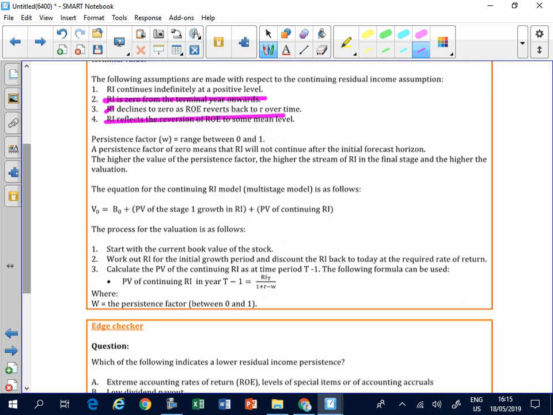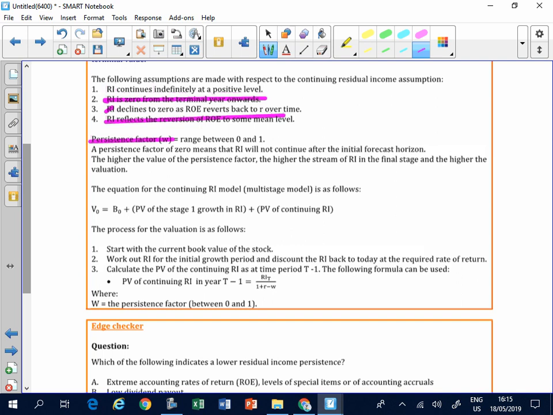Now, when it comes to the persistence factor, what it's trying to tell you is that, between 1 and 0, if the persistence factor is 0, that essentially means that there's no competitive advantage. There's not going to be any future residual incomes in this thing. If the persistence factor is 1, it means that this thing has got some proper competitive advantages. Maybe it's a Facebook, or maybe it's something that just keeps on growing. It's got a huge addressable market, and it's going to generate lots of profit from it. So that's kind of what the persistence factor means in real life.